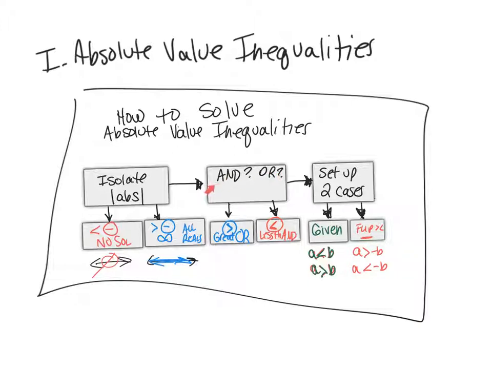Is it an or? And remember that the word greater, think of greater than, and less than, think of less than. So greater than inequalities are ors, less than inequalities are ands. Once you figure out if it's an and or an or, you go straight to set up your two cases: the given, and flip the symbol. So if it was less than a number, it would then be greater than the negative. If the original was greater than a number, it would then be less than a negative. So with that little flow chart, you would go ahead and solve.